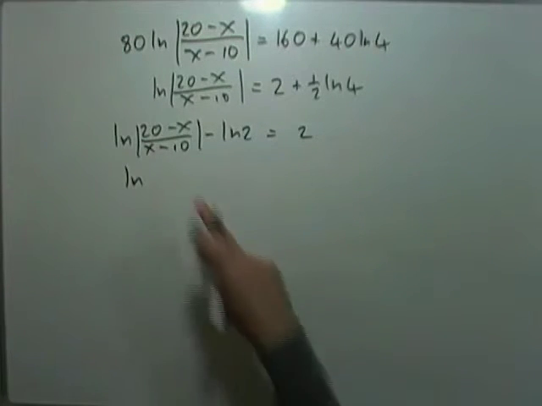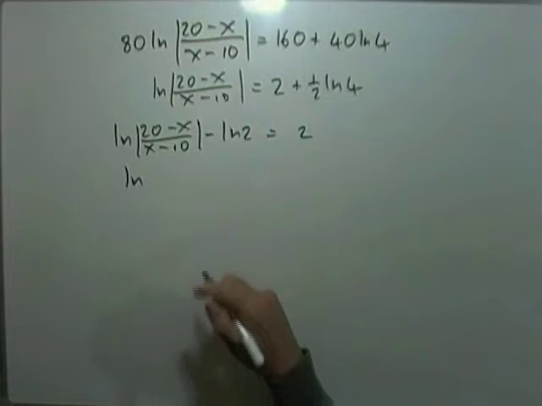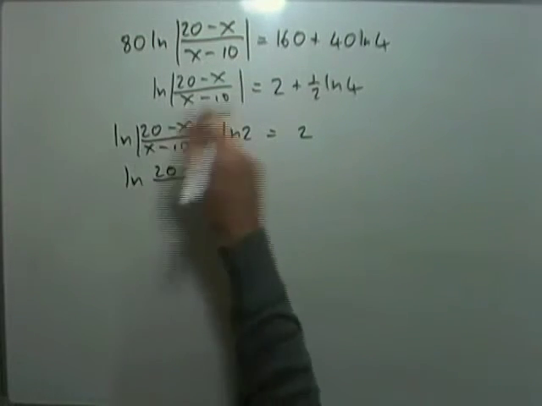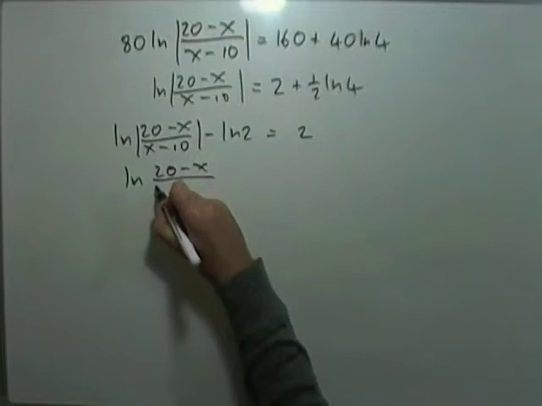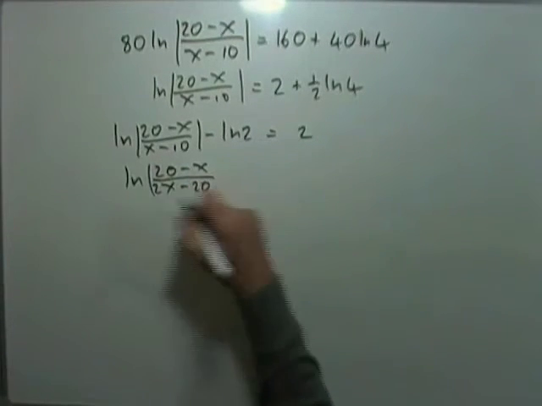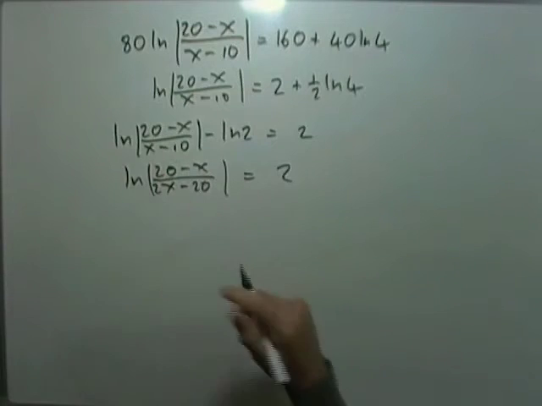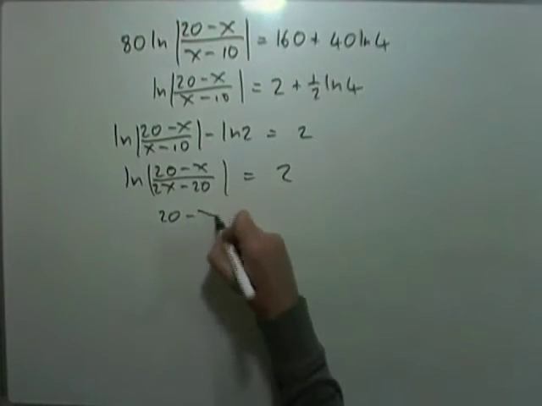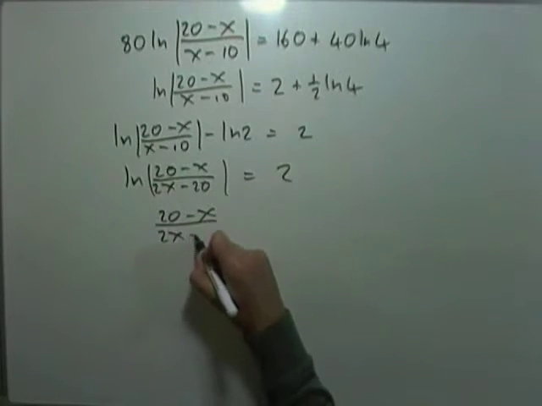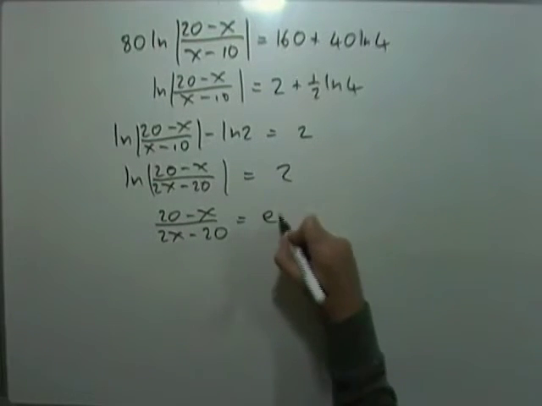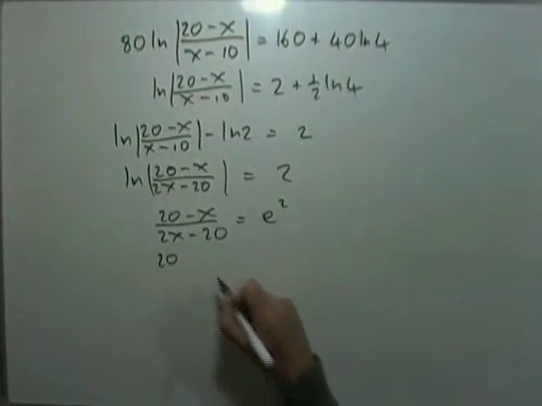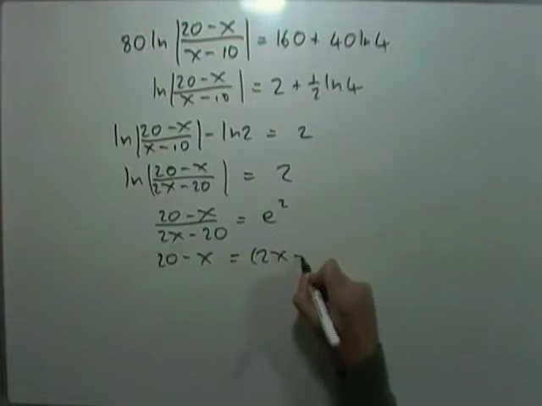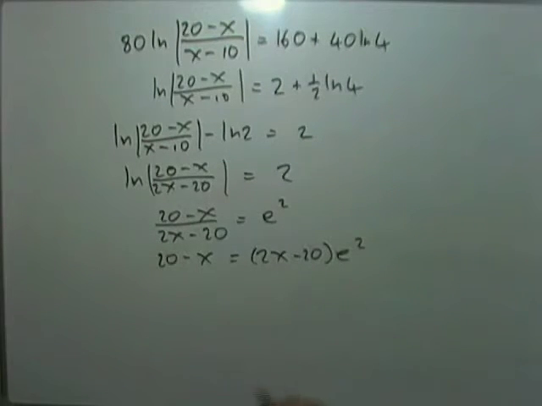Subtracting the logs, that'll be the quotient of these two. So this side will get divided by 2. Dividing that by 2 means, if I can't divide the top by 2, I'll double the bottom: 2x minus 20 equals 2. Now I can get rid of the log, do the inverse of it. So I've got 20 minus x over 2x minus 20 is e squared. 20 minus x is going to be 2x minus 20 times e squared.